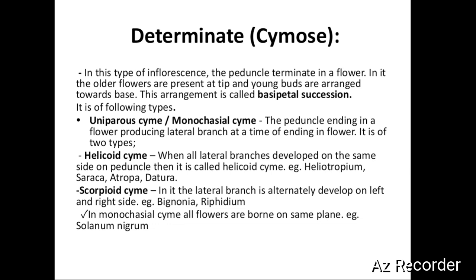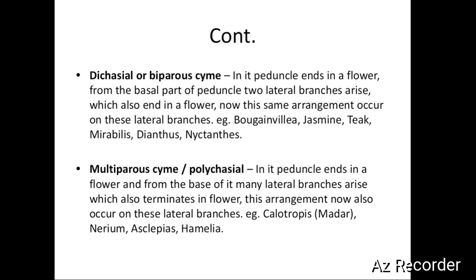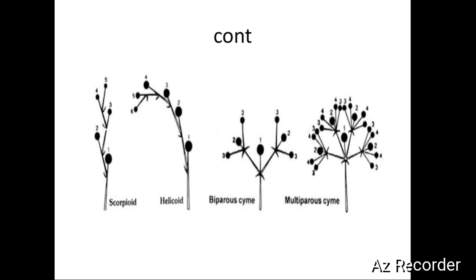And there are two types. We have the helicoid cyme and the scorpioid cyme. We have Dichasial or biparous cyme, where the peduncle ends in a flower, and from the basal part of the peduncle, two lateral branches arise, and also end in a flower. So we have multiparous cyme, where a peduncle ends in a flower, and from the base of it many branches arise which also terminate in a flower. The diagrams here bring out the explanation that I have just given.